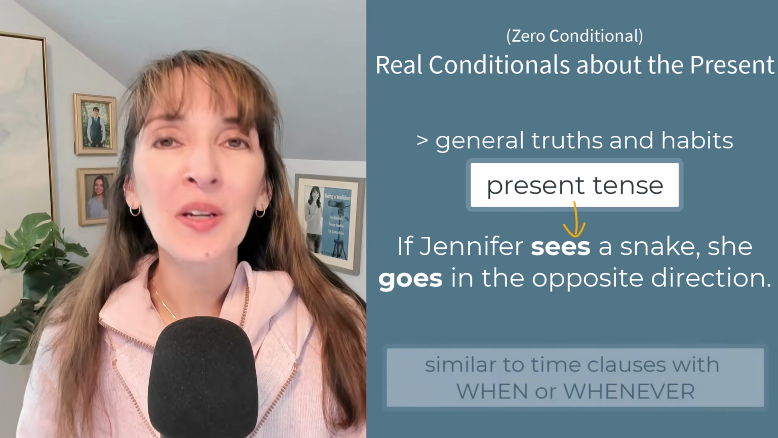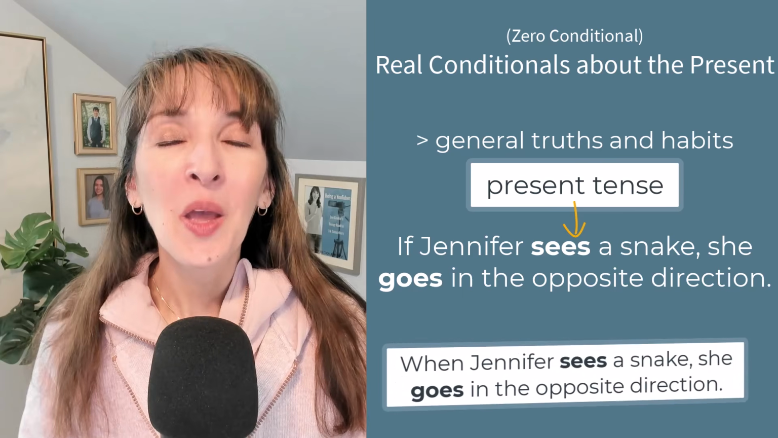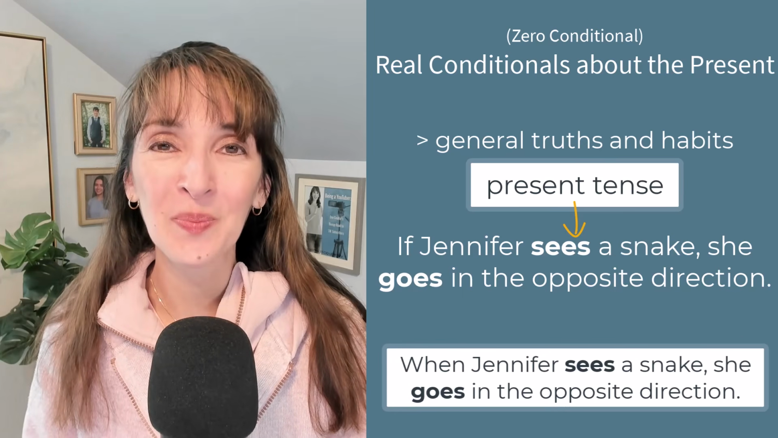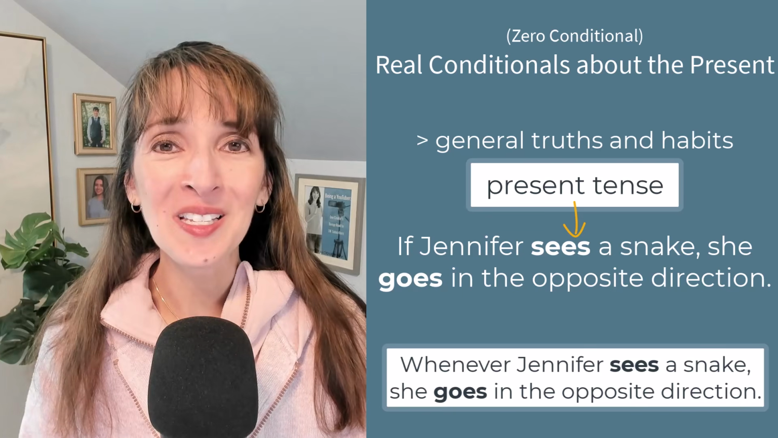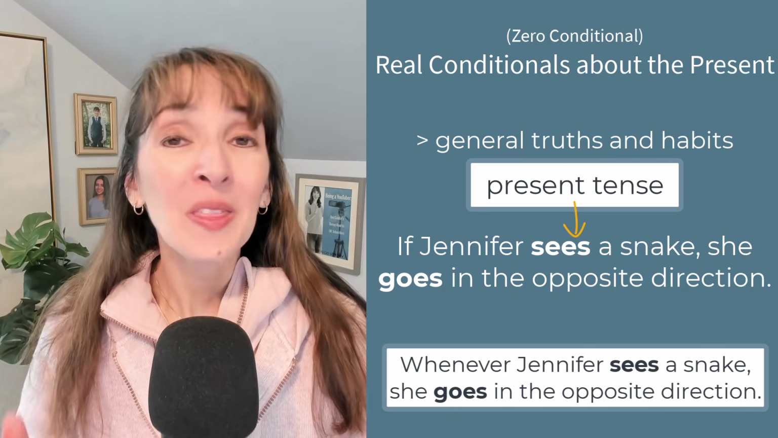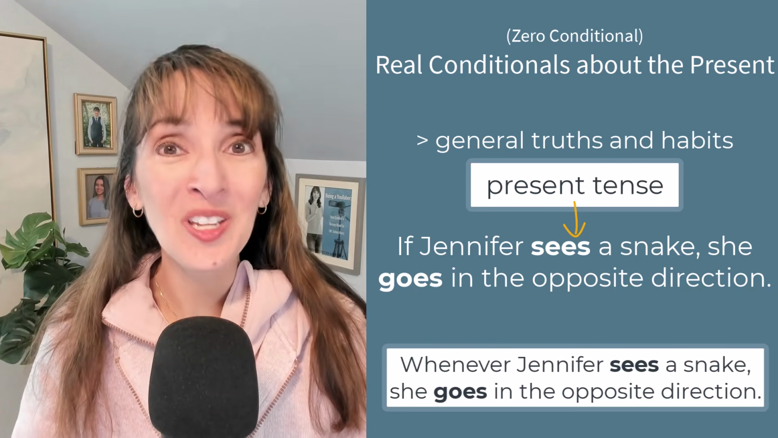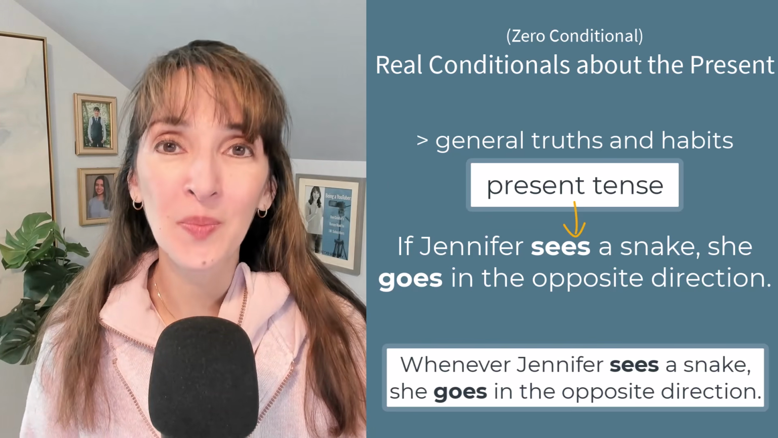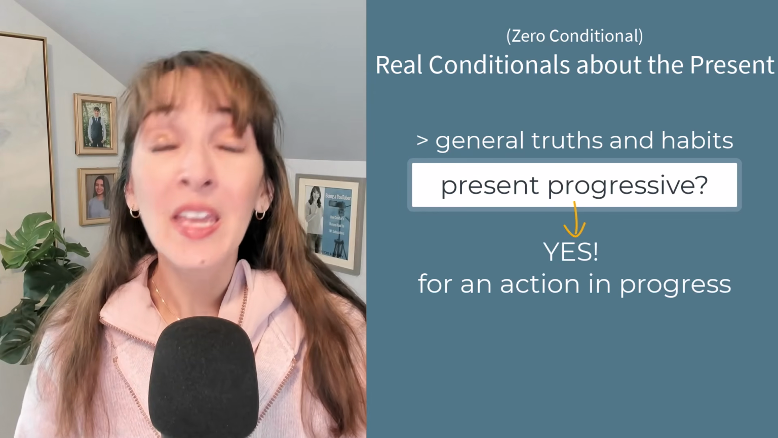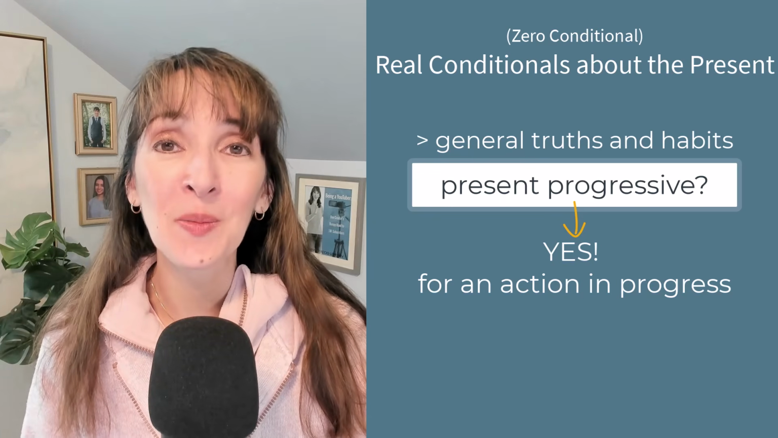This is similar to time clauses with when or whenever. When Jennifer sees a snake, she goes in the opposite direction. Whenever Jennifer sees a snake, she goes in the opposite direction. The use of a time clause acknowledges that yes, this situation happens sometimes. Note that we can use the present progressive as well if it's necessary to talk about an action in progress.